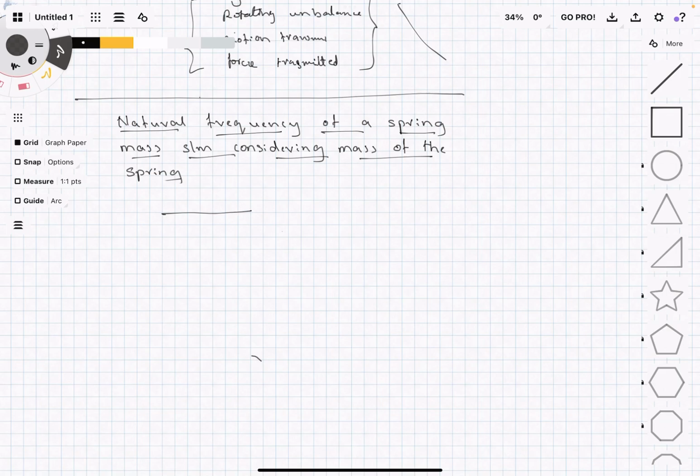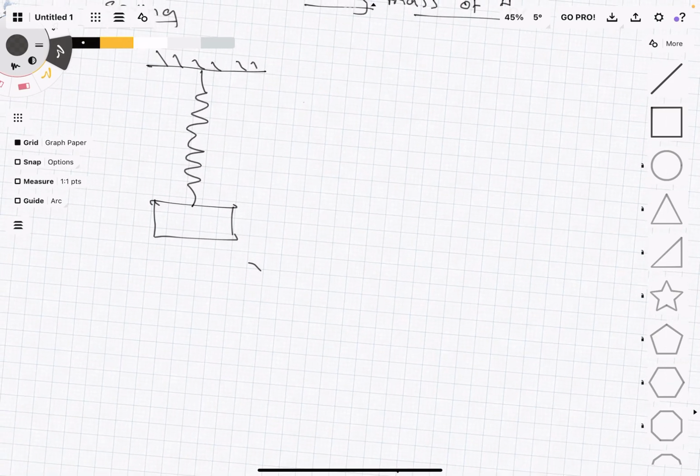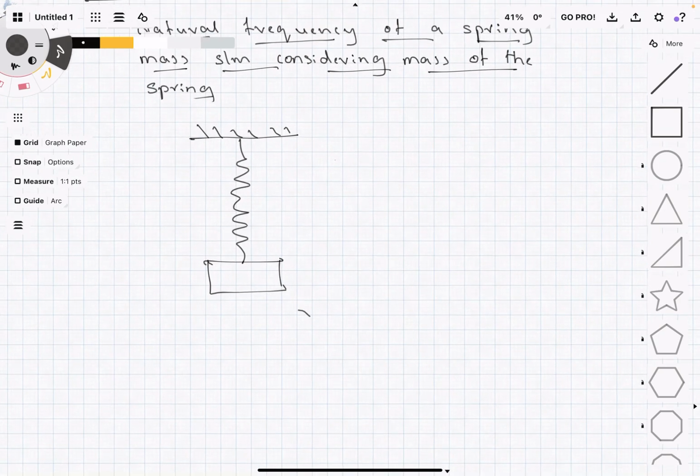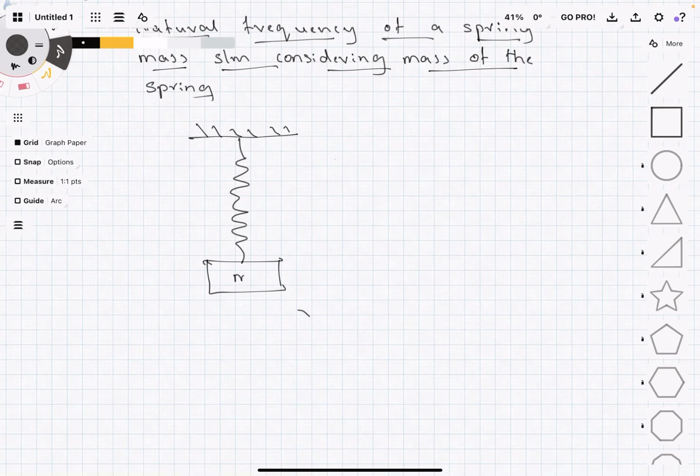So this is the support, this is the spring, and this is the mass. Okay, so this block has mass m. The spring has the length L, and it has a stiffness K.